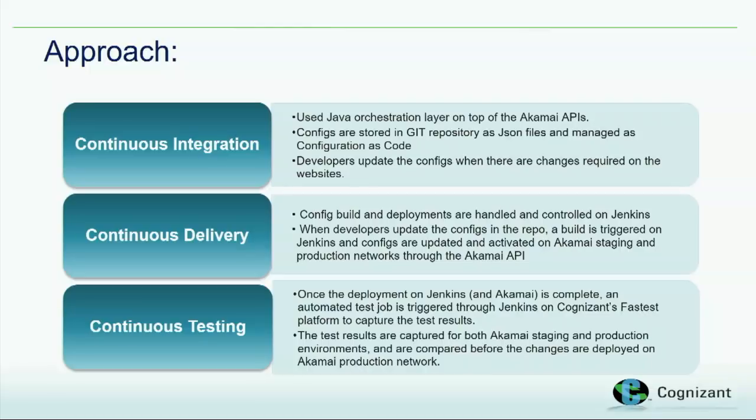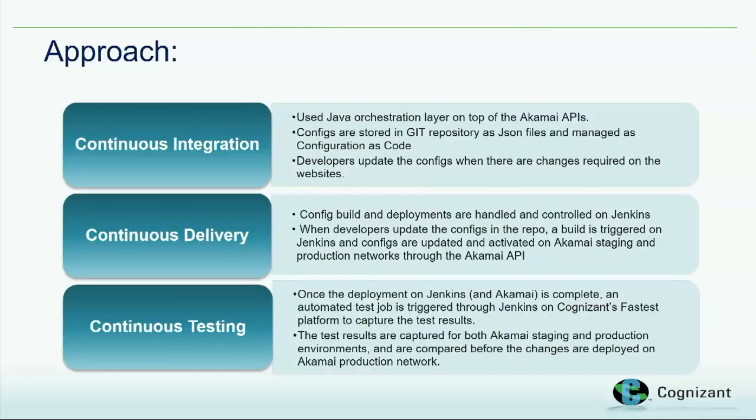The next step was continuous delivery. We leveraged Jenkins, and because that was our CICD stack, we did not have to go and purchase any additional licenses. We were already having it in our corporate environment, so we just started using it, and we started doing deployments or activations or publications of Akamai configuration files through Jenkins on staging and Akamai production network.